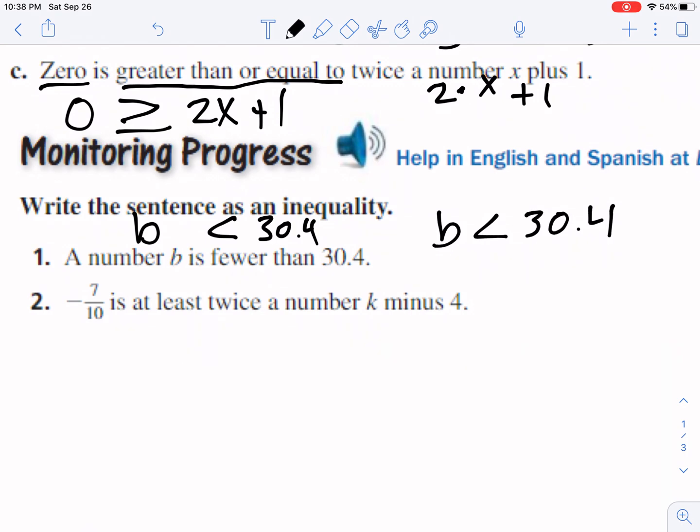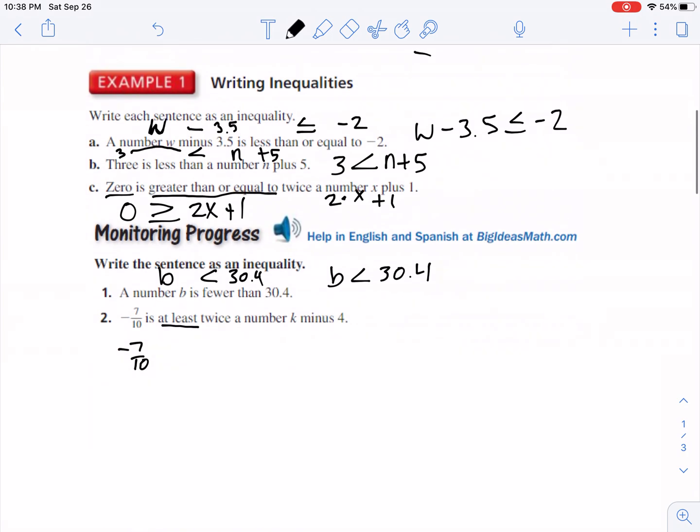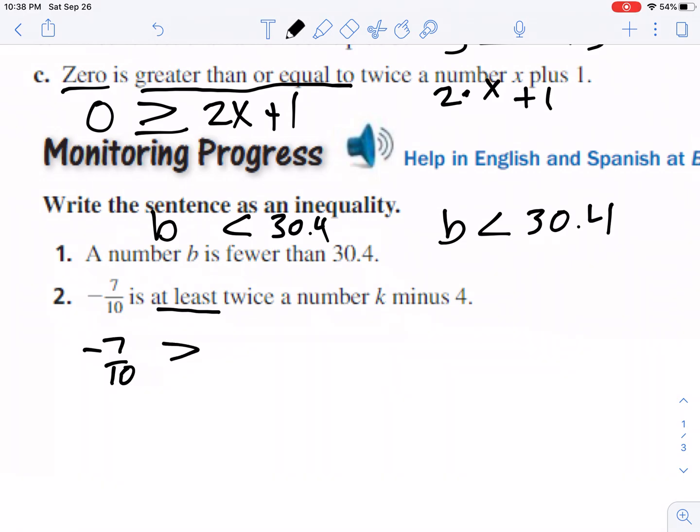Okay? Number 2, this one's a little bit more of a challenge. It says negative 7/10 is at least twice the number k minus 4. So we know we have this fraction, negative 7/10, is at least. Which one of these uses the phrase at least? This one, right? That's the greater than or equal to. That makes sense. If you're at least something, that means you can equal it or be more. So we're going to use the greater than or equal to symbol: is at least twice a number.